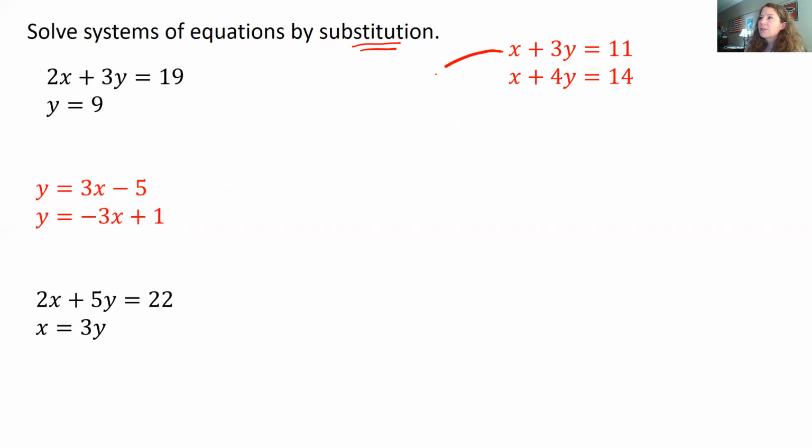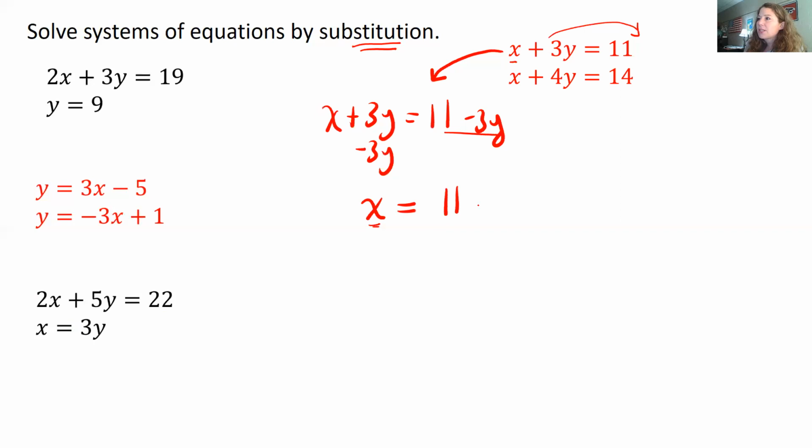So that means I have to solve one of the equations for x or y. I'm going to pick the first equation. It doesn't matter if I pick the first or second one. And I'm going to solve it for x because x is over here with a coefficient of 1. So all I have to do is move 3y to the other side. If I move that 3y to the other side, I have to subtract it. So x is equal to 11 minus 3y.